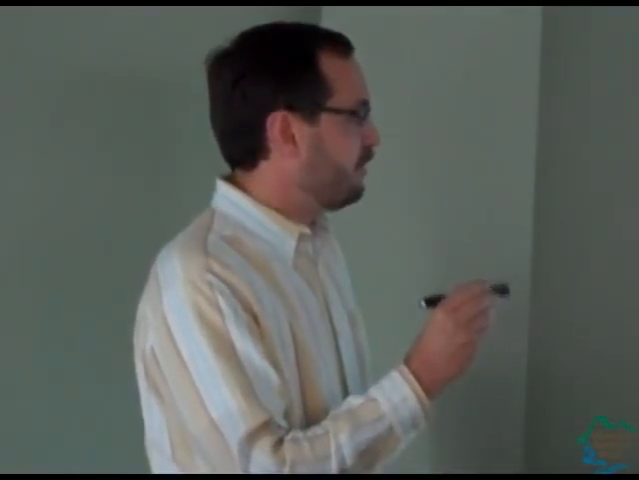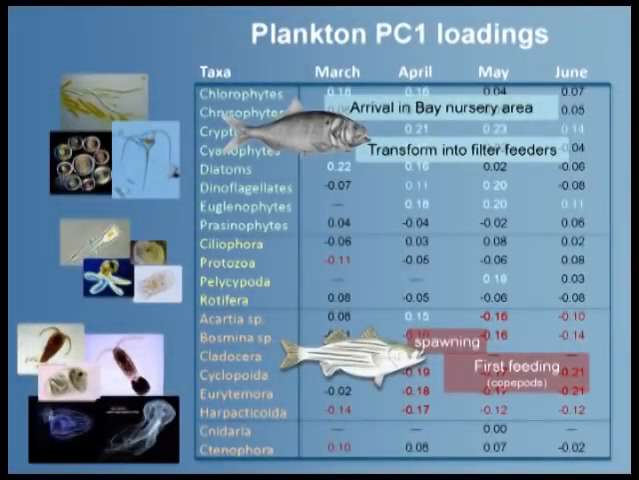So here are the loadings. The menhaden should be feeding on those plankton at that time, and the striped bass should be feeding on those plankton at that time. We can talk about that later in the discussion. It's mesozooplankton versus phytoplankton, essentially. They're weighted oppositely on PC1.